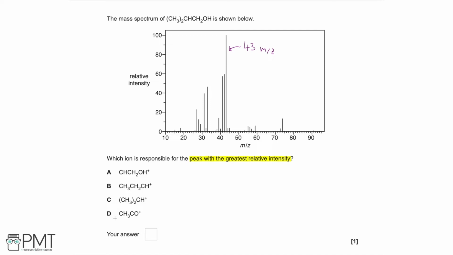So we need to look at the ions that we've been shown and check what each of their masses are. So first of all, we've got A, 2 carbons, 4 hydrogens, and an oxygen. That's going to be 24, 4, 16, that's 44. We've got 3 carbons, 36 plus 6, that's 42. We've got C3H7, 36 plus 7, that's 43. And CH3CO, that's going to be 27, 43.